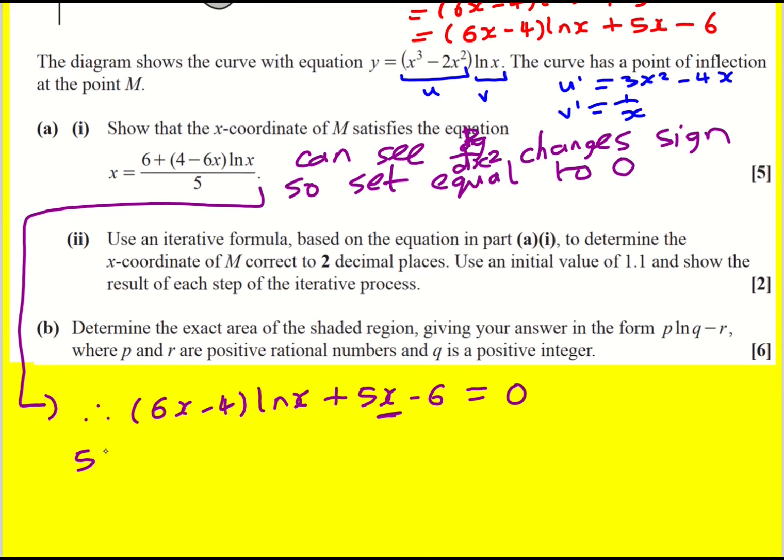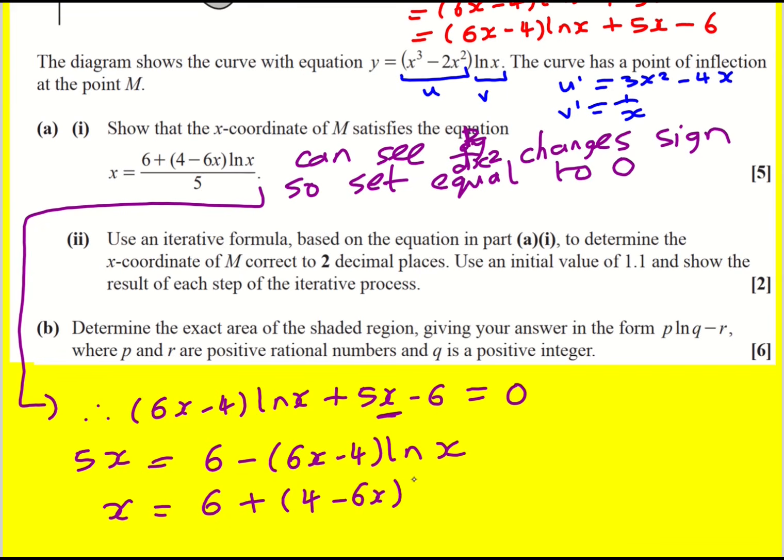So what I can do is say that 5x is equal to 6 minus 6x minus 4 ln x, and therefore x is equal to 6. Now they've changed it round. They've swapped these two around to make it 4 minus 6x, and then they've changed this to a positive. They are the same thing, so we can just go straight there now. 6 plus 4 minus 6x ln x over 5, as required.